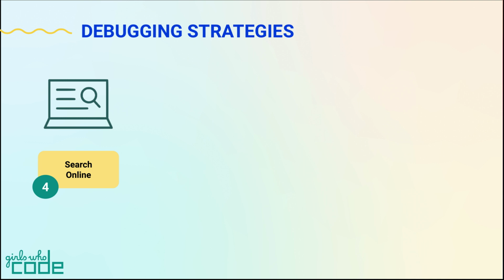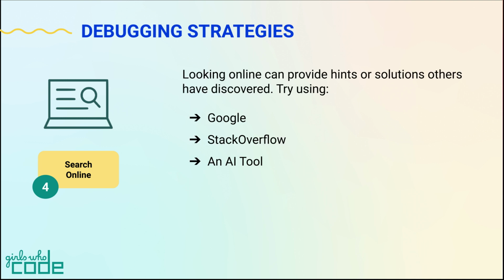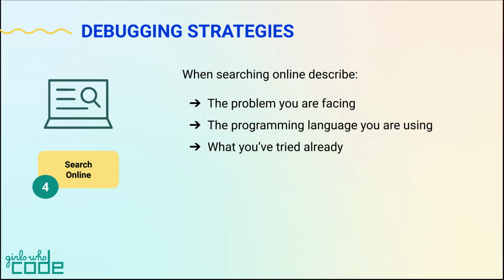The fourth strategy is to search online. This is like having a giant library of solutions at your fingertips. Using resources like Google, Stack Overflow, an AI tool, or other online resources can provide students hints or solutions others have discovered. As students use this strategy, they should clearly describe the problem they are facing, what programming language they are using, and what they've tried already. This will help focus their search.